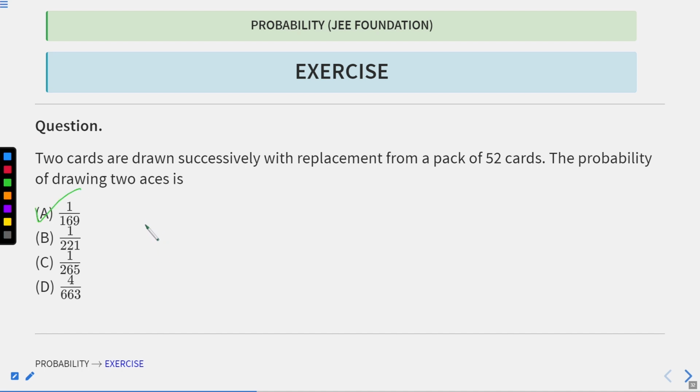I hope this question is quite interesting for you. Give yourself time to understand it and make your efforts to do it by yourself. Okay, let's move next.